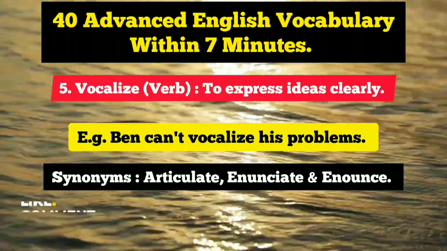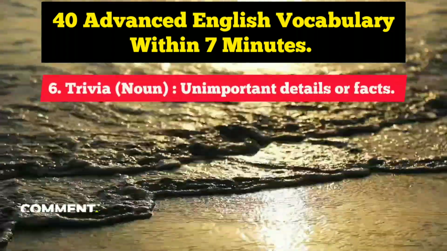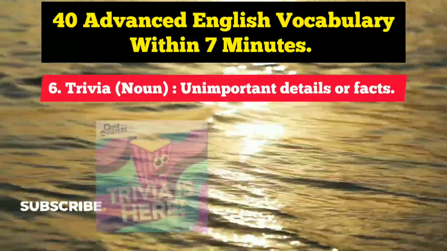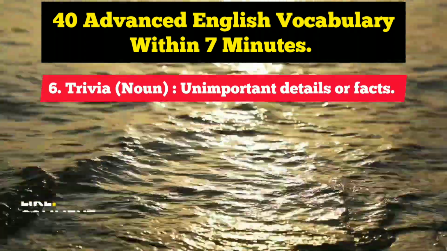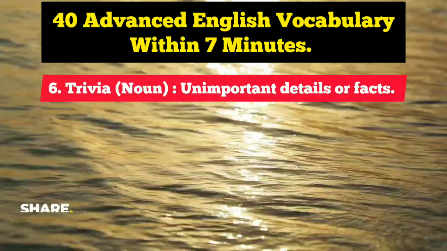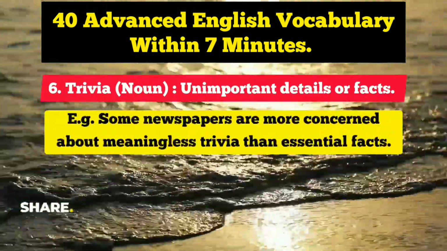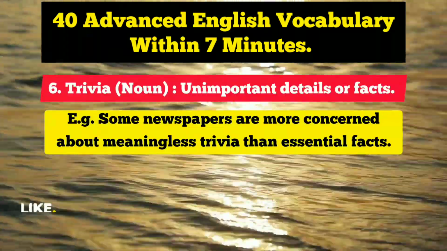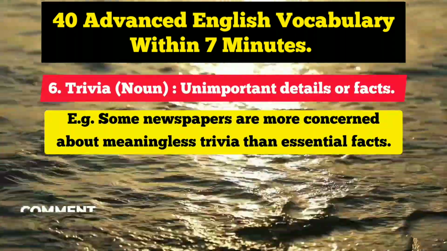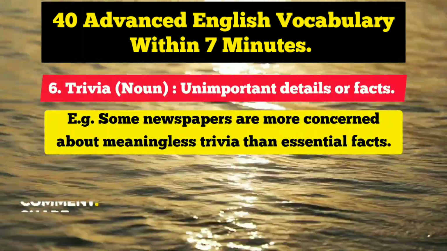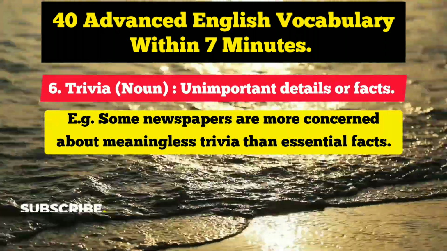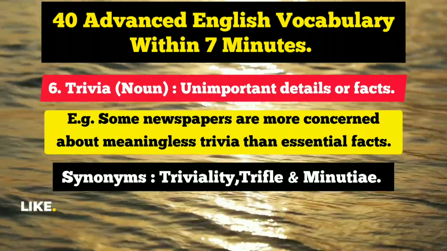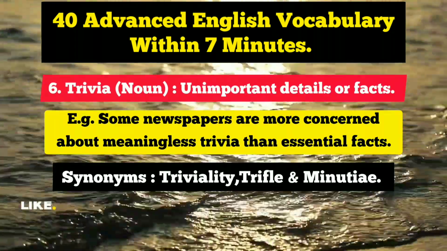Up next we are going to turn our attention towards the sixth advanced English vocabulary that is on your screen, that is trivia. Trivia is a noun which is extremely useful. It means unimportant details or facts is called trivia, and it is also a noun. So let us see how to use it. Some newspapers are more concerned about meaningless trivia than essential facts. We see it has become a common practice. Some newspapers tend to focus more on unimportant news, that is trivia, than essential facts. So we can use 3 synonyms. As you see on your screen, the first is triviality, the second is trifle, and the third is minutiae.